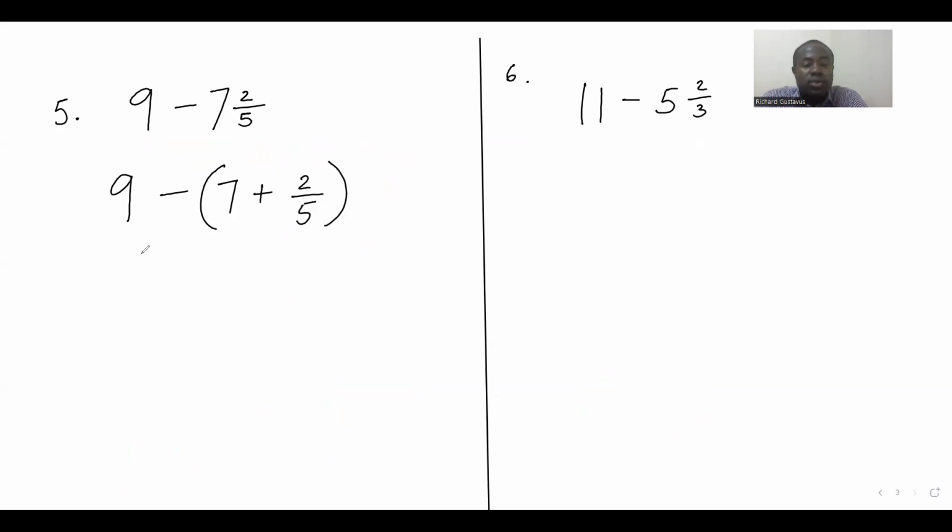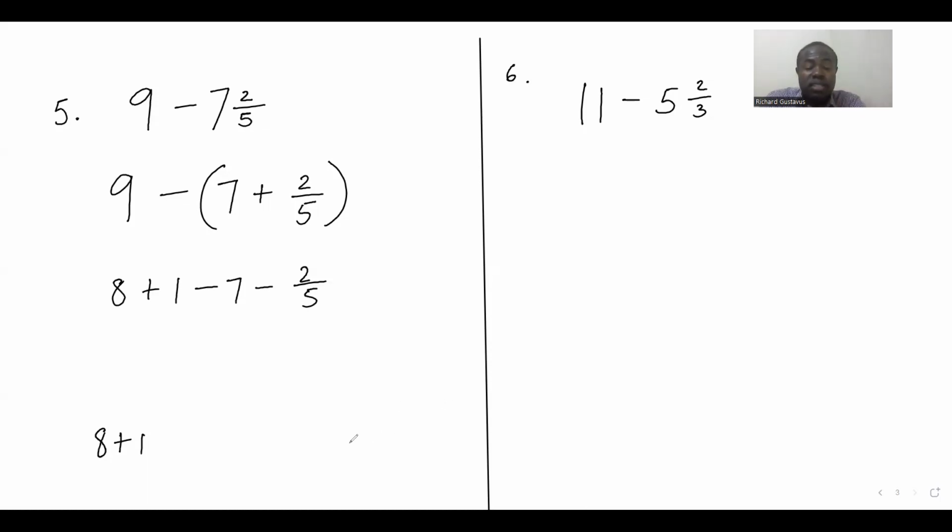All right, guys. So we are going to write our 9 strategically, including as a sum to include 1, right? So it's going to be 8 plus 1. All right, then we're going to distribute the negative through the bracket. So it's going to be negative 7 minus what? 2 over 5.